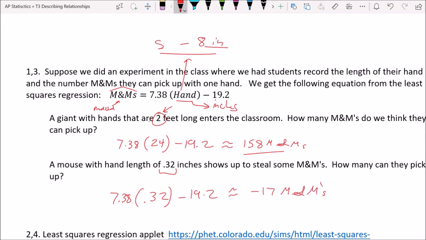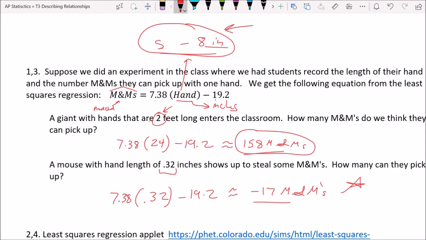This is why we have to be aware of extrapolation, because in this second example down here, it's obvious that that's absurd. You cannot pick up a negative number of M&Ms, but this value might be absurd, it might not be, and we don't know that. So we have to be careful making predictions when they're well outside of the range of the data, because this pattern we know holds up for people whose hand size is between 5 and 8 inches or whatever it was.